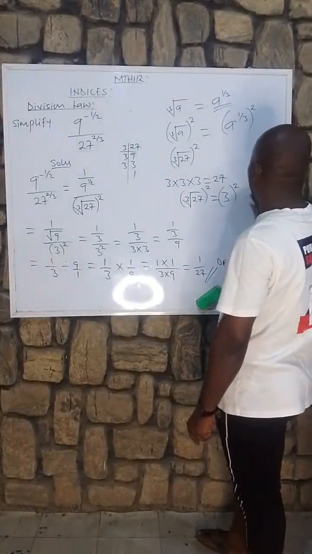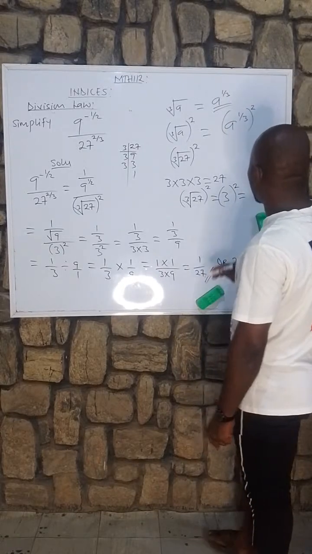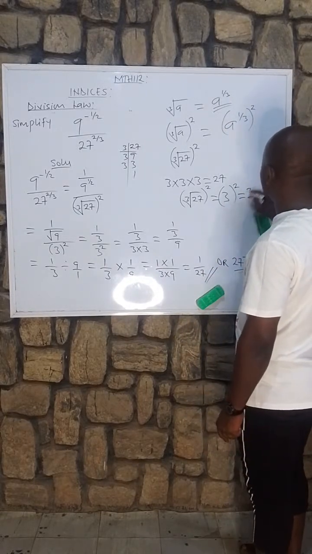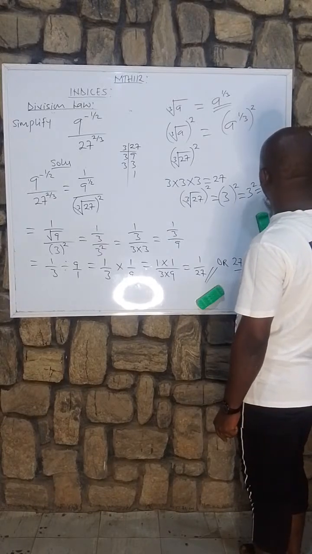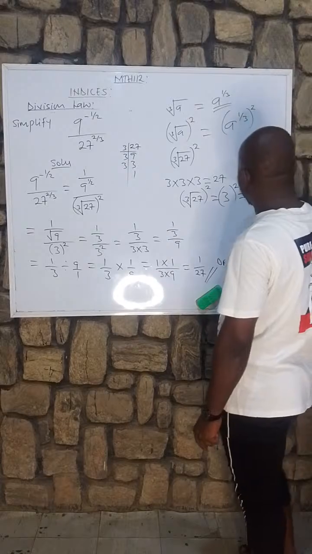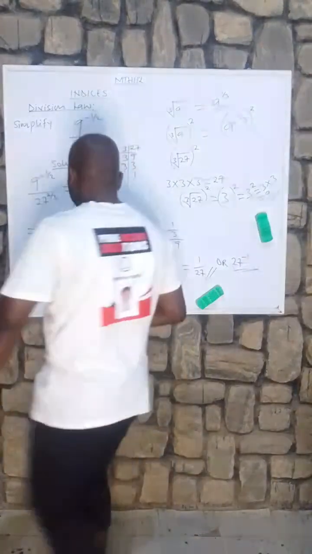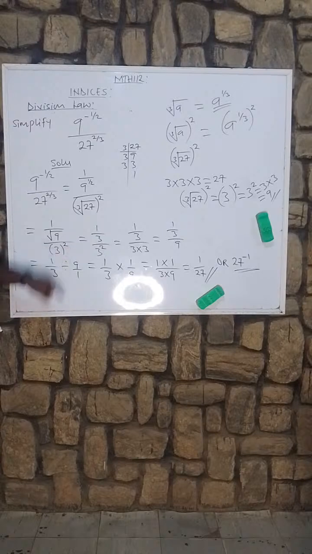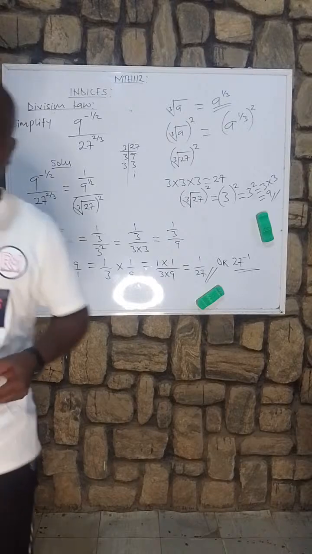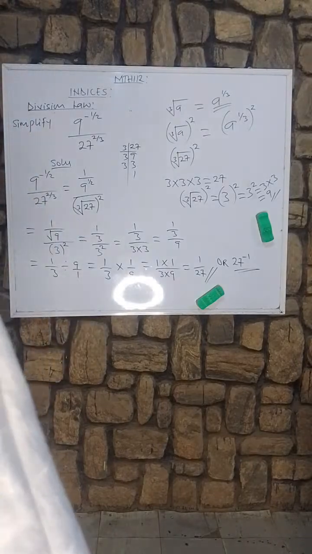Raised to power 2. Then raised to power 2 means, if we have this, it implies that this is the same as 3 times 3, which is equal to what? 9. Do you understand? And this is why we obtain (3) raised to the power of 2. Any other question, please? Any question?